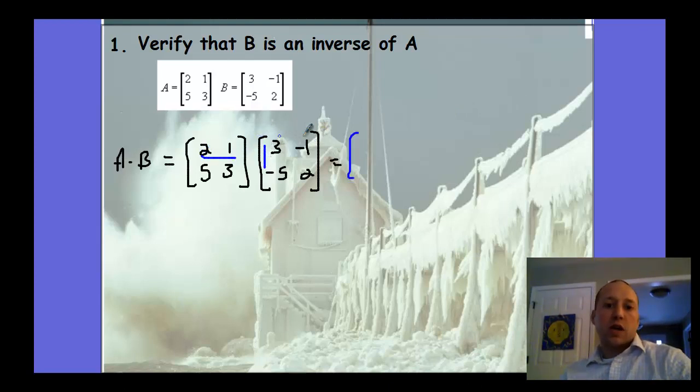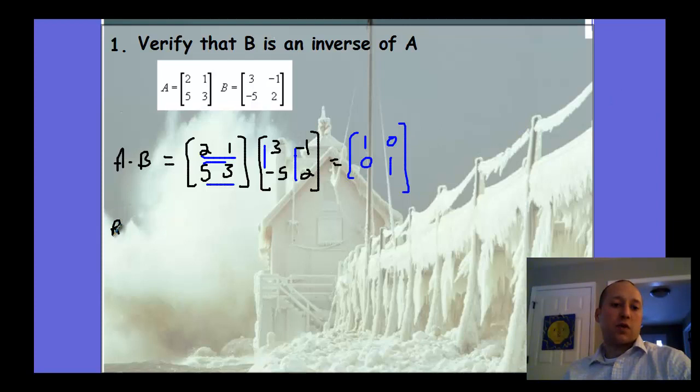So we multiply 2 times 3 would be 6, plus 1 times negative 5, which is 1. Then we can do the row times the second column. So 2 times negative 2 is negative 2, plus 1 times 2 is 0. Then 5 times negative 1 is negative 5, plus 3 times 2 is 6. Negative 5 plus 6 is 1. So we get the identity matrix.